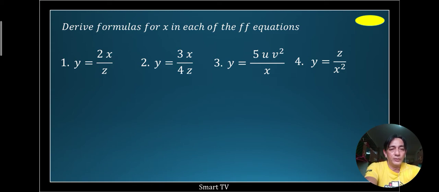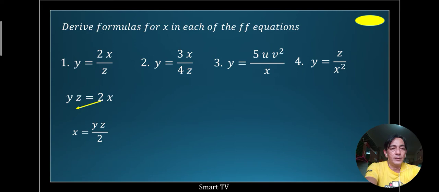Kuha tayo ng equation for x, apply natin ang theorem in proportion, yung product of the extreme is equal to the product of the means. The resulting equation now will be yz is equal to 2x. So x ang kailangan natin, yung 2, ibaba mo as denominator ng yz para x na lang matira sa right side. So x now will be equal to yz over 2. So ganun lang mag-derive ng formula.